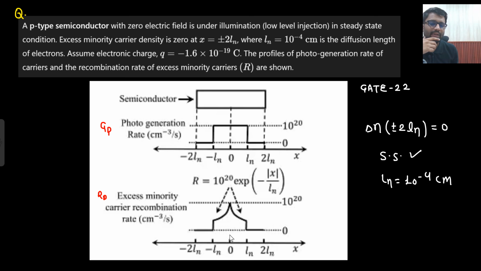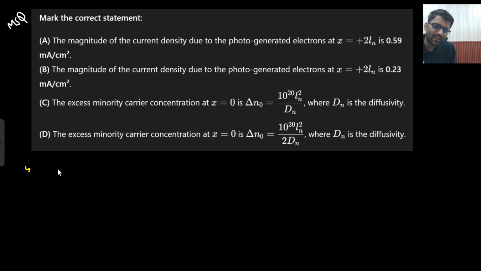Now what people did: we can do the analysis between 0 to Ln and Ln to 2 Ln, because between 0 to Ln the recombination rate is the same and the generation rate is the same. Then between Ln to 2 Ln, this is a different recombination rate and a different generation rate. So we will do the analysis between two regions.